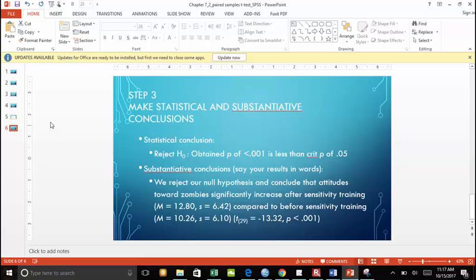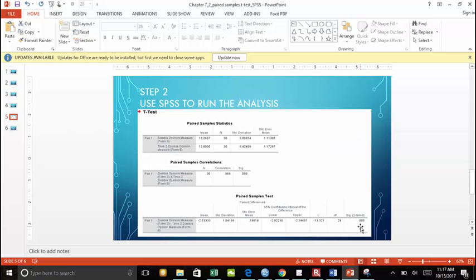Your conclusions here. Statistically, you're going to reject the null because your obtained P here of 0.000 is less than the critical P of 0.05. Now, here is an important point. The significance level here is 0.000, and this is telling us what's the chance that you're making an error. And remember, there's always a chance you're making an error when you use a sample, like a sample of 30 people, to estimate something about a population. It's always possible you're making an error.